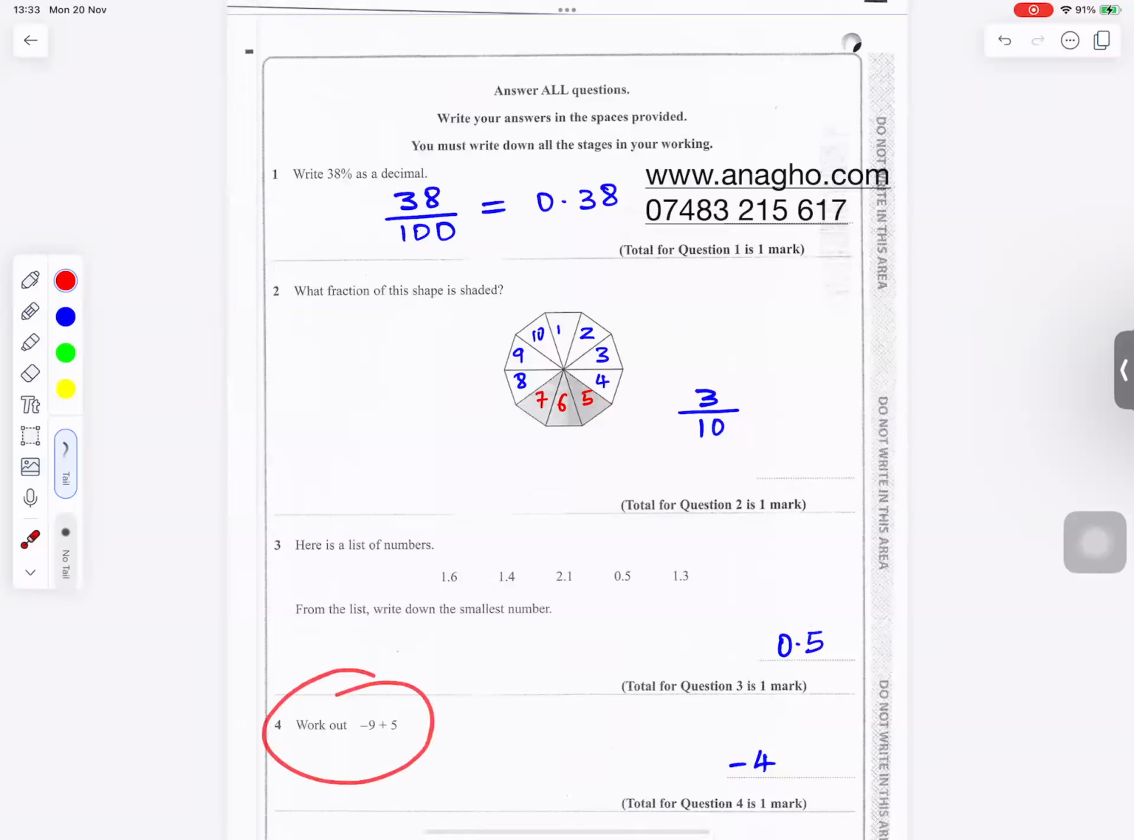Work out minus 9 plus 5. It gives you minus 4.